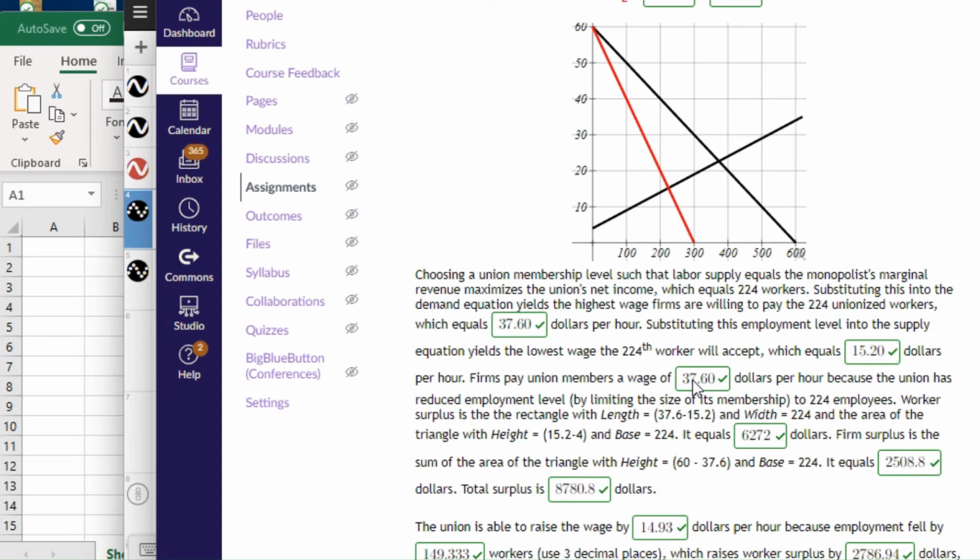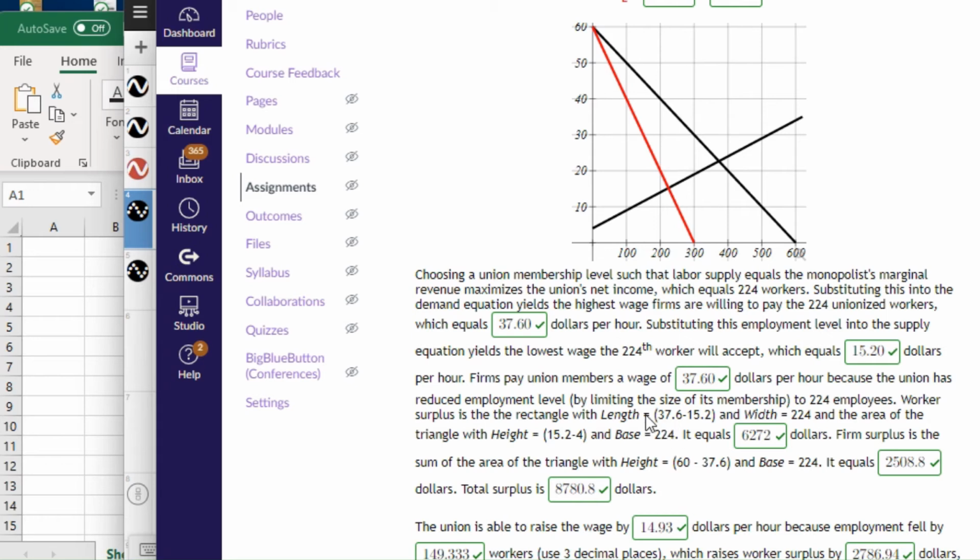So assuming the unions are successful at getting the state to essentially make it illegal for anybody in this trade labor market to work in the labor market if they're not in the union, right? Basically, it bars them from offering their services legally in this labor market if they're not a member of the union, right? So that's how the firms can drive that wage up to $37.60, right?